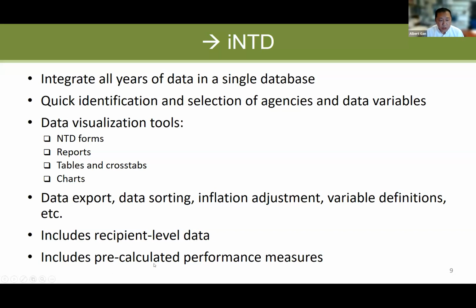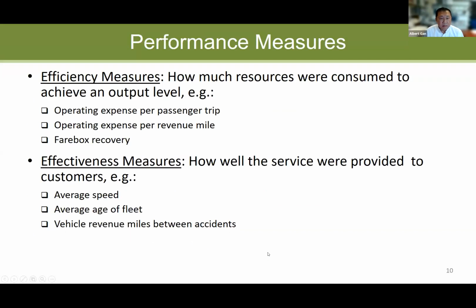And our system also includes some pre-calculated performance measures. What are some of the measures? Basically, we have two types of measures. The first one is the efficiency measures. For this measure, we try to see how many resources we have consumed in order to produce a certain amount of output.